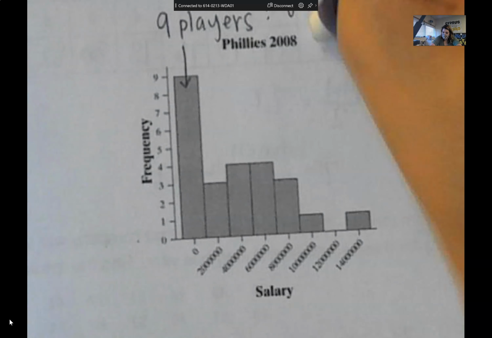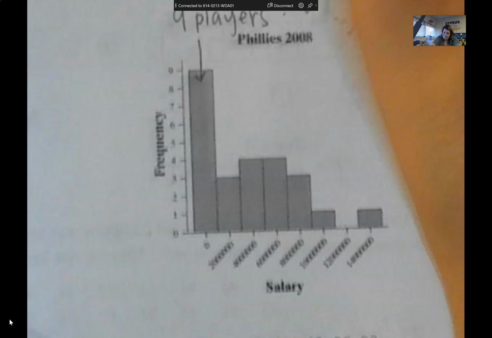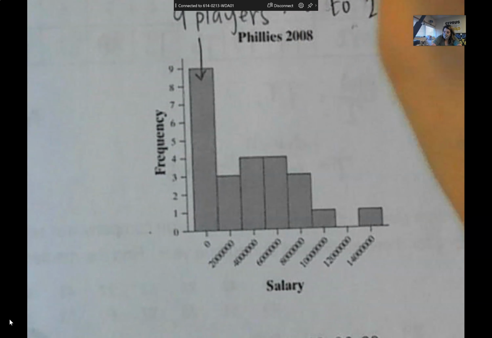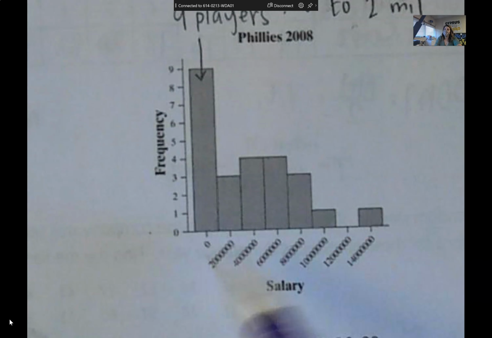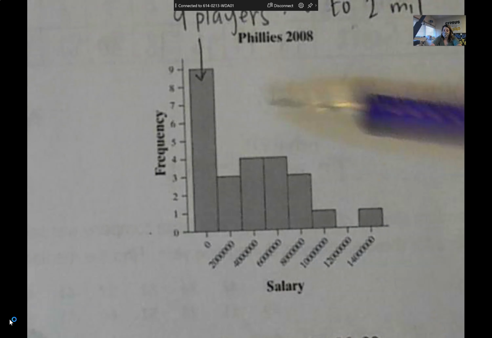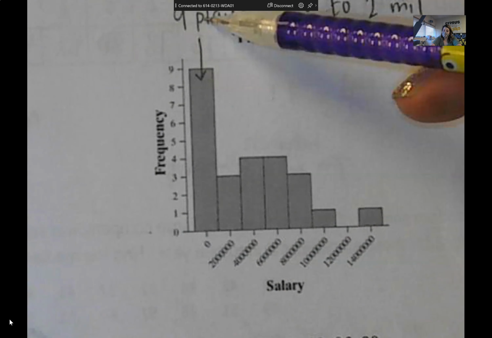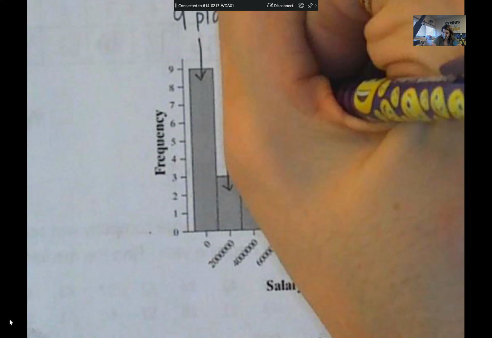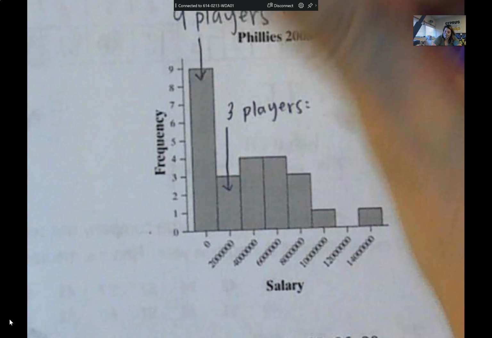What goes there? Sorry, I'm just going to write 0 to 2 million. And the scale at the bottom is really weird. I don't like the way that they did their scale. But this first bar is telling you 9 players were 0 to 2 million. 3 players were 2 to 4 million. Is this making sense how you read this?